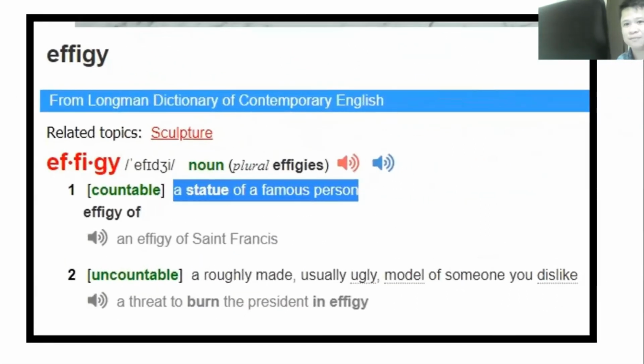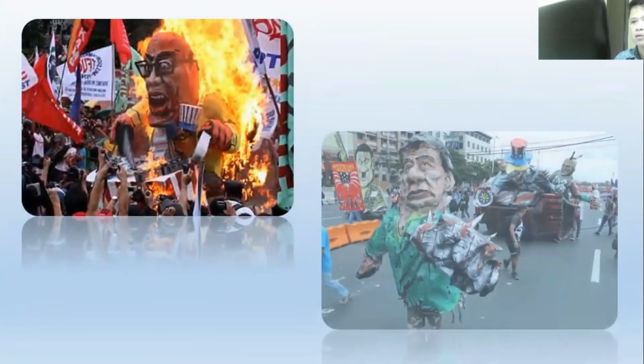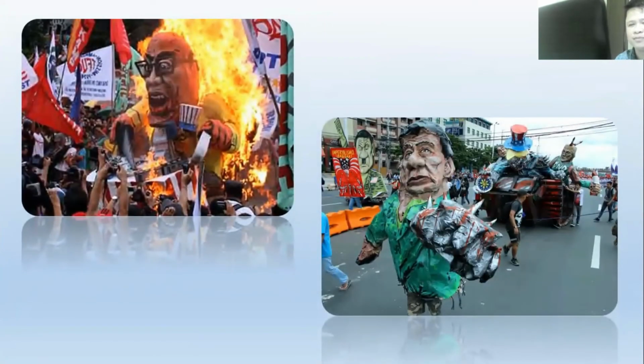What is an effigy? It is a statue of a famous person. A roughly made, usually ugly model of someone you dislike. A threat to burn the president in effigy. So this is the effigy of President Aquino, and another one is the effigy of President Duterte.